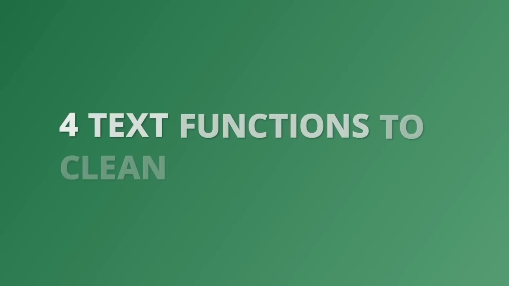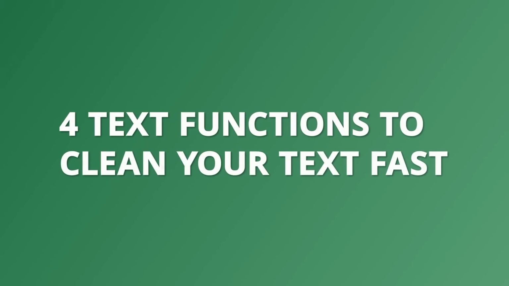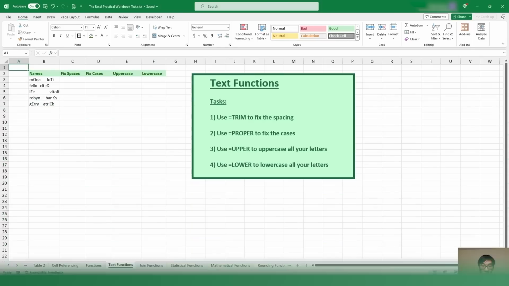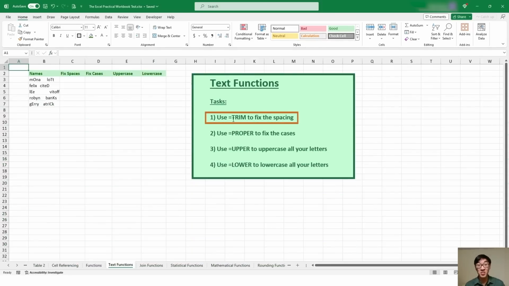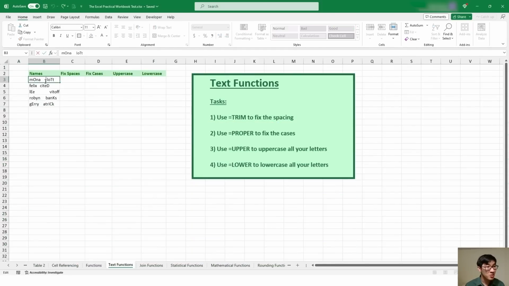In this video, I'm going to show you four text functions that you can use to clean your text fast. The first one is the trim function, and you can use it to fix your spacing. For example, you'll notice that we have a lot of extra spacing in between our first and last names. Well, if we want to fix the spacing, we don't have to manually do so.